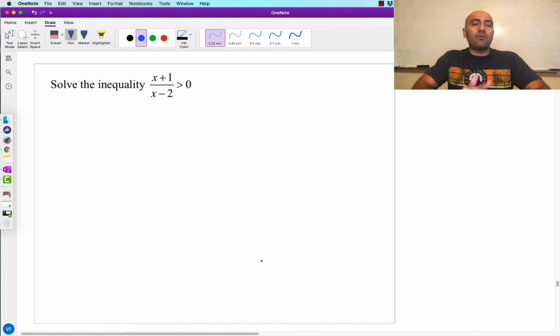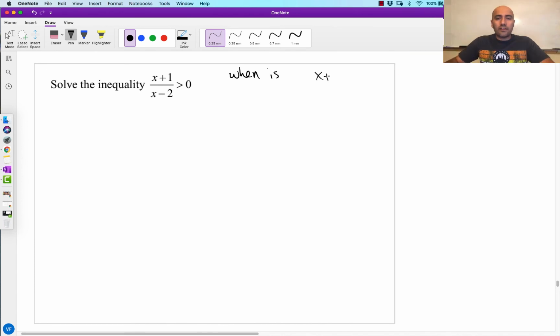Okay, let's see an example of how that's useful. Solve this inequality. Figure out when this is going to be strictly greater than 0. Figuring out when this is strictly greater than 0 is the same thing as asking you to figure out when this is positive. When is x plus 1 divided by x minus 2 positive?